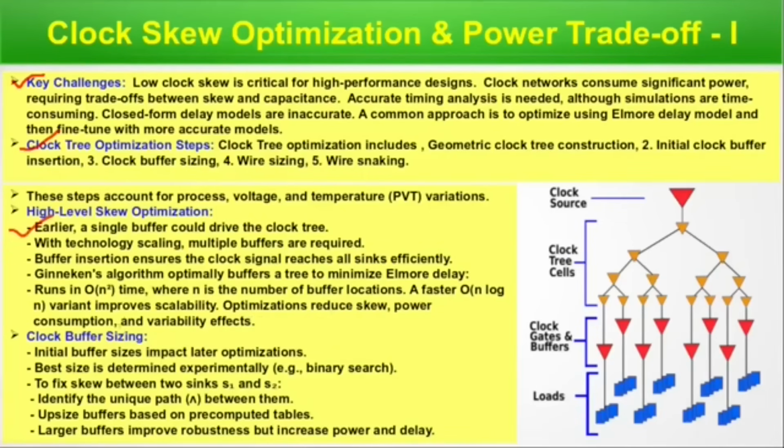So, skew optimization is very important. Now, clock buffer sizing. Initial buffer sizes impact later optimizations. The best size is determined experimentally, that is, by binary search. To fix skew between two sinks S1 and S2, identify the unique path between them. Upsize buffers based on pre-computed tables; larger buffers improve robustness but increase power and delay. That is about clock buffer sizing.